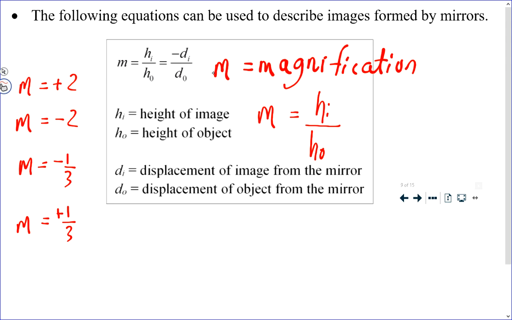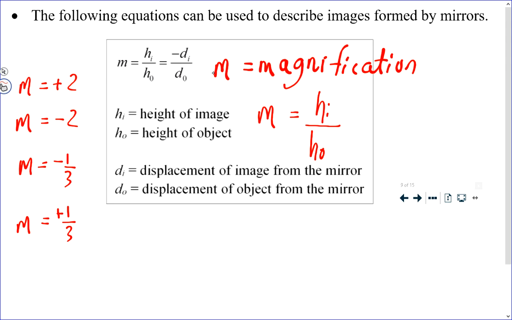A magnification of positive 2 means it is a virtual image that is twice as tall as the object that created it. A magnification of negative 2 means it's a real image which is twice as tall as the object that created it. A magnification of negative 1/3 means the image is only 1/3 the height of the object, and the fact that the magnification is negative means it's a real image. I think you get the idea. A magnification of positive 1/3 is a virtual image with a size that's only 1/3 the size of the object.